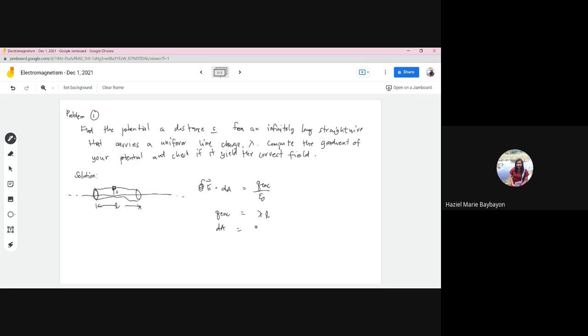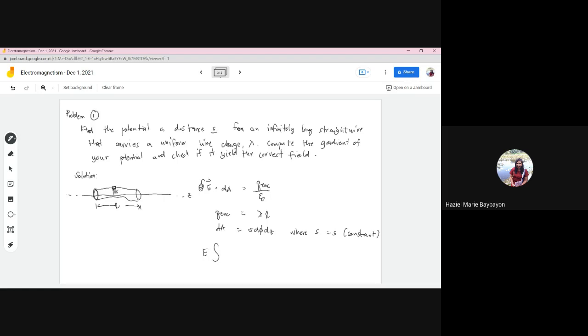So our dA is in terms of z as well as phi. So we have S d phi dz, where S is a constant. Okay. So we have here E, and then we can take E out.